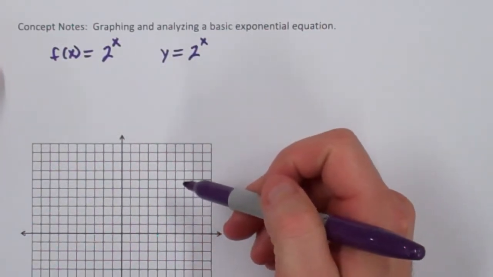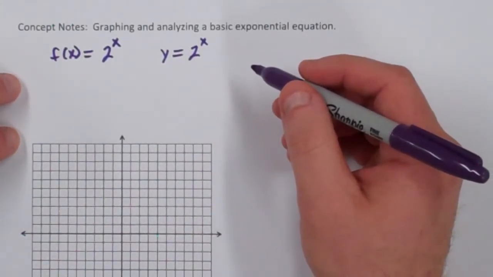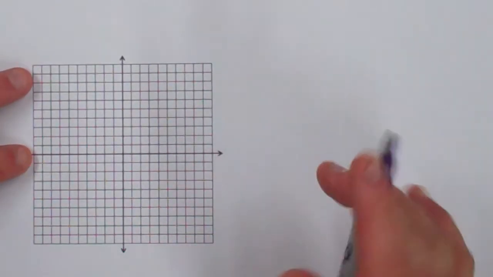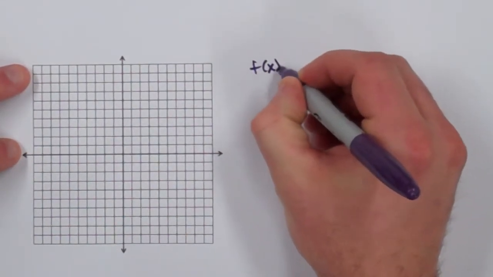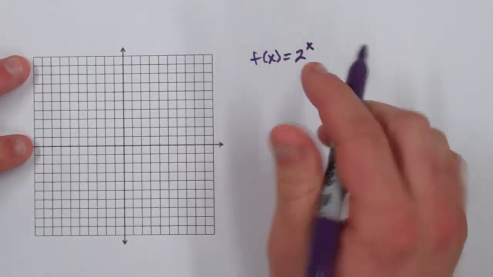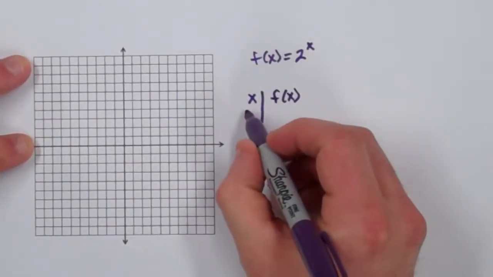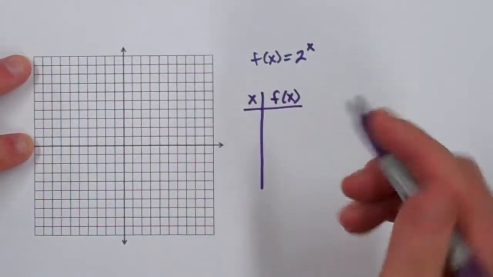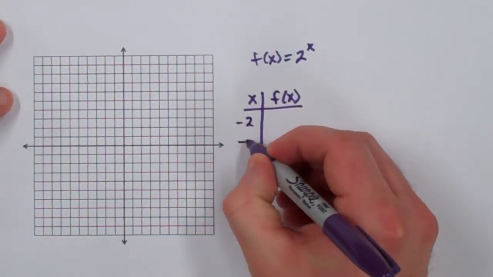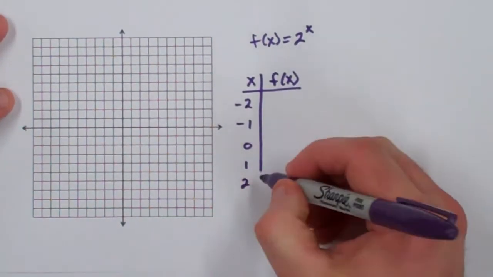To graph this, you can do the same thing that you've done for all the other functions that we've talked about this year, and that is just to make an x and a y table. I'm going to do that on the right hand side, move this up a little bit. So we've got our function here, f of x is equal to 2 to the x power. Then, if we make our chart, we've got x and f of x, or y, on the right hand side. We can pick some values for x. A nice domain of -2, -1, 0, 1, and 2 will work just fine for us for this one.